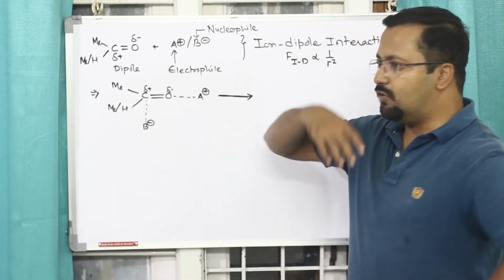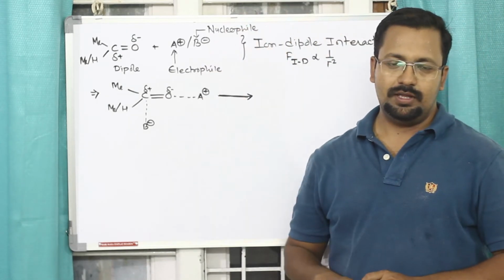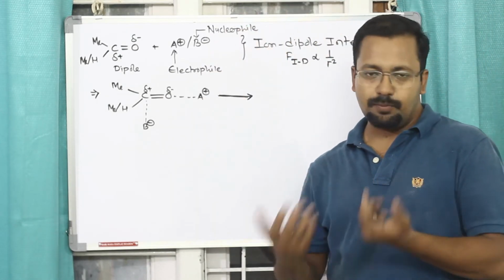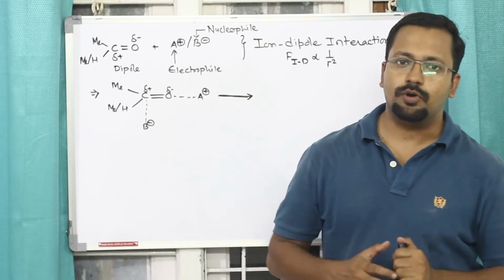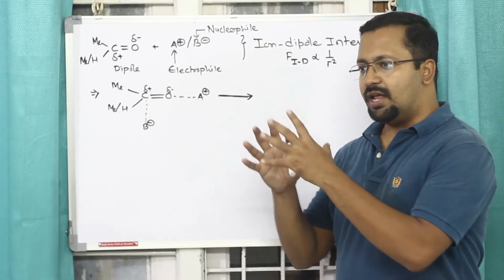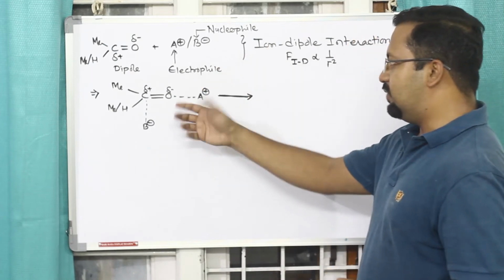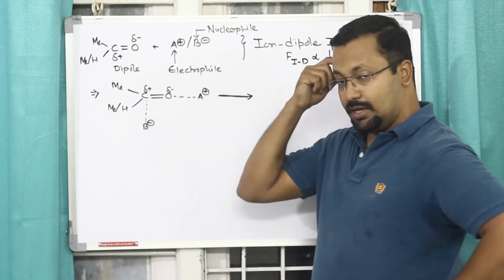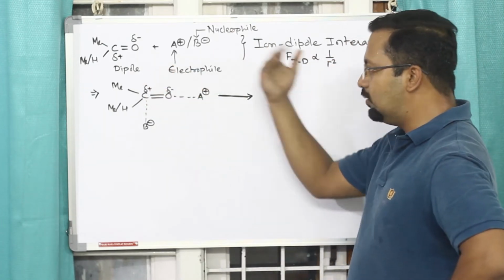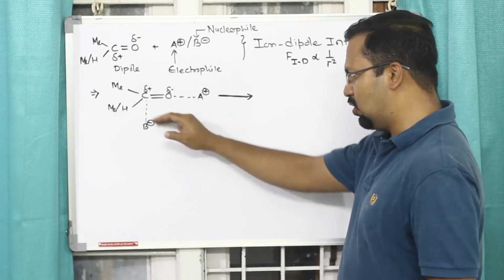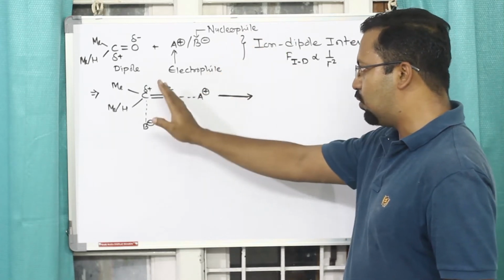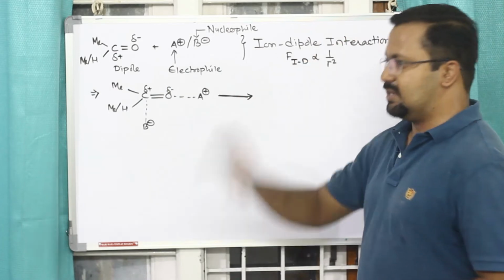A pi bond would always want to convert into a sigma bond. The reason is a pi bond is a weak bond and a sigma bond is a stronger bond. A sigma bond is thermodynamically more stable than a pi bond, and so if the compound has any option, then it will always try to convert from a pi bonded state into a sigma bonded state.